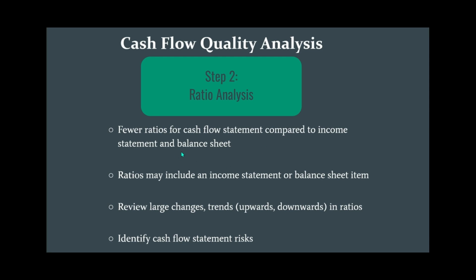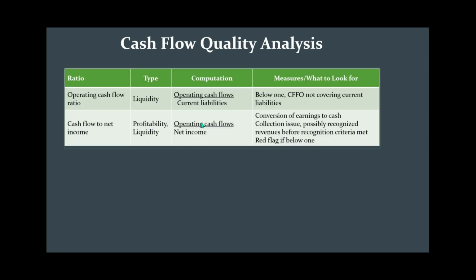Continuing with cash flow quality analysis, I will now look at ratio analysis. There are fewer ratios for the cash flow statement compared to the income statement and balance sheet. Some ratios may include an income statement or balance sheet item, a bit of a combo ratio there. You should review ratios for large changes or trends, whether upwards or downwards. And ratios can be used to identify cash flow statement risks. Here are a couple cash flow statement ratios, how they're computed and what to look for.